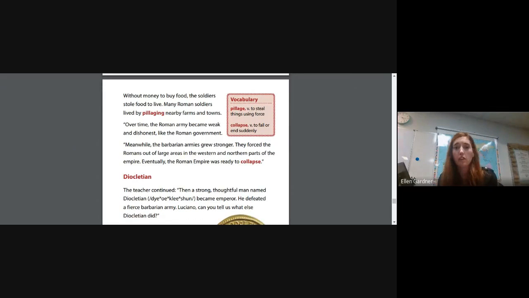Now, without money to buy food, the soldiers stole food to live. Many Roman soldiers lived by pillaging nearby farms and towns. So they didn't have food. You can't blame them. But it is sad. They were stealing things from neighboring farms and towns in order to have food to live off of and for their families. Now, over time, the Roman army became weak and dishonest, like the Roman government.